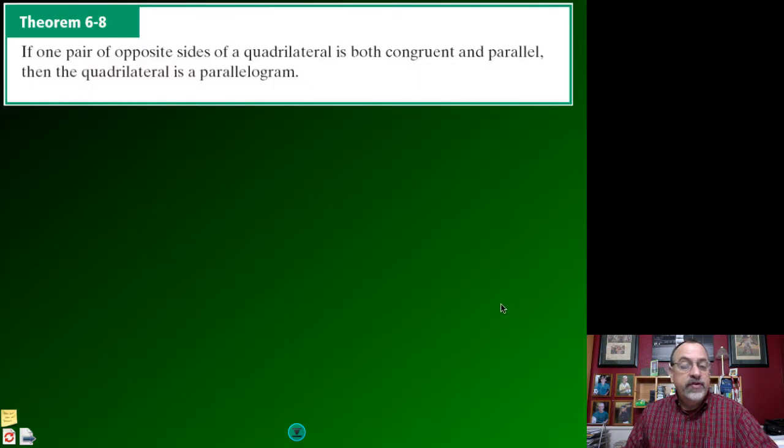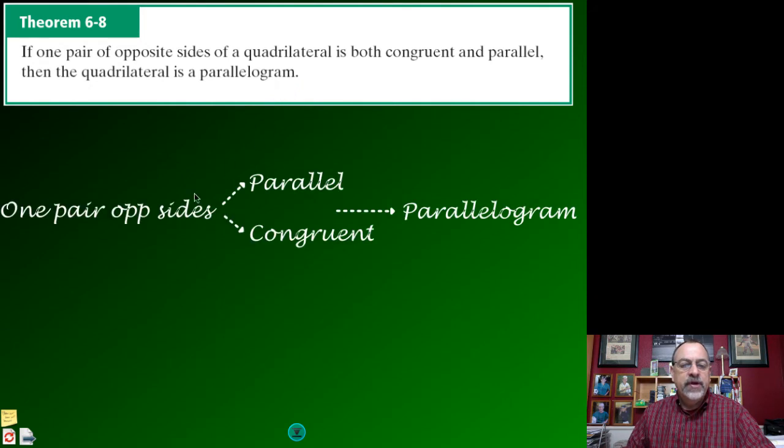There is one additional method that we could use to determine whether a four-sided figure is a parallelogram. And that is this. If you look at one pair of opposite sides, just one pair, and those opposite sides are both equal in length and parallel to each other, then the four-sided figure is also a parallelogram. So you have an additional way to show that a figure is a parallelogram by looking at one pair of opposite sides.